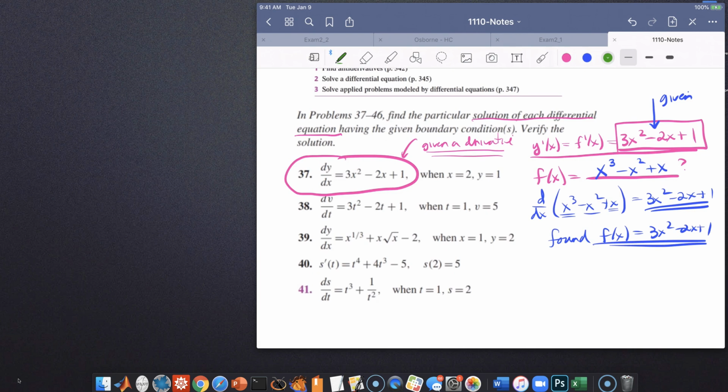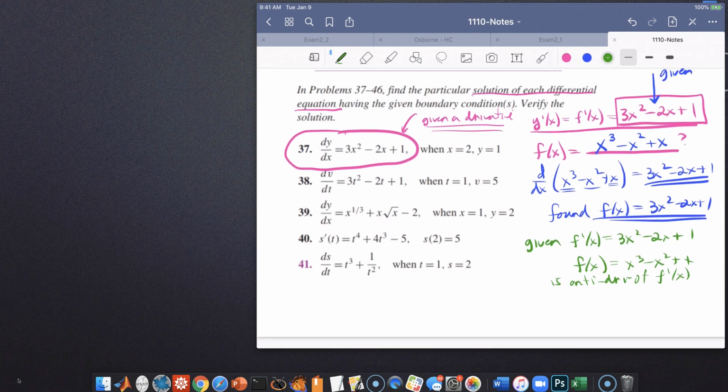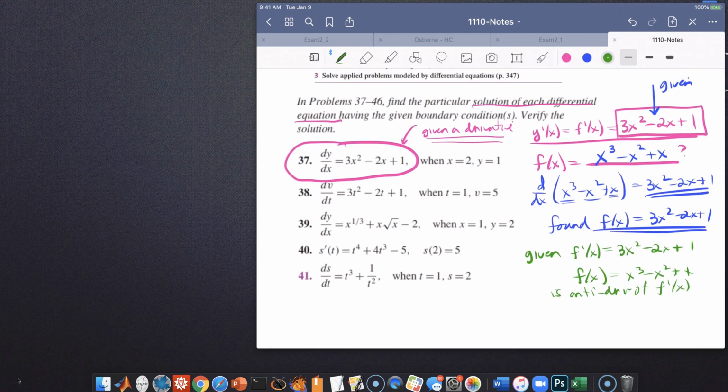Let's write some alternate notation here. So alternate notation, we could say that we were given the function f prime of x, 3x squared minus 2x plus 1. We could say that f of x is equal to x cubed minus x squared plus x is the antiderivative of f prime of x. Okay, that is one notation.